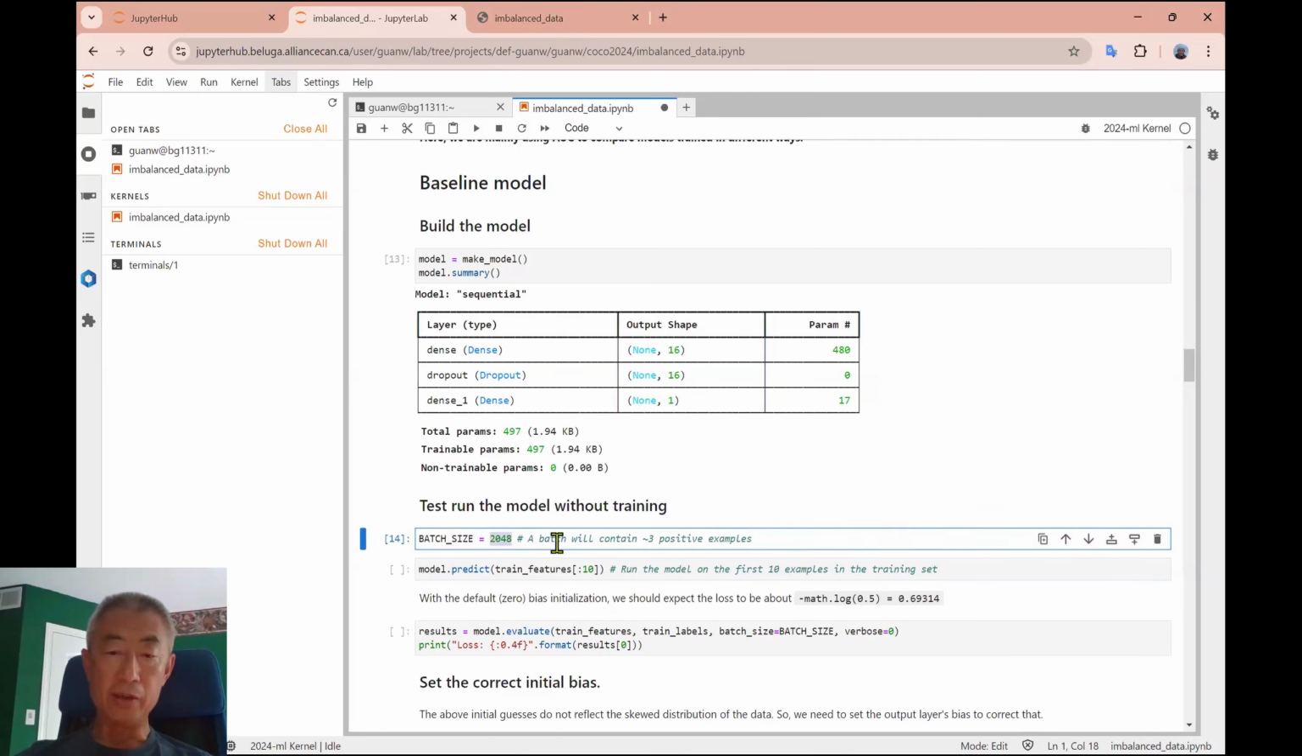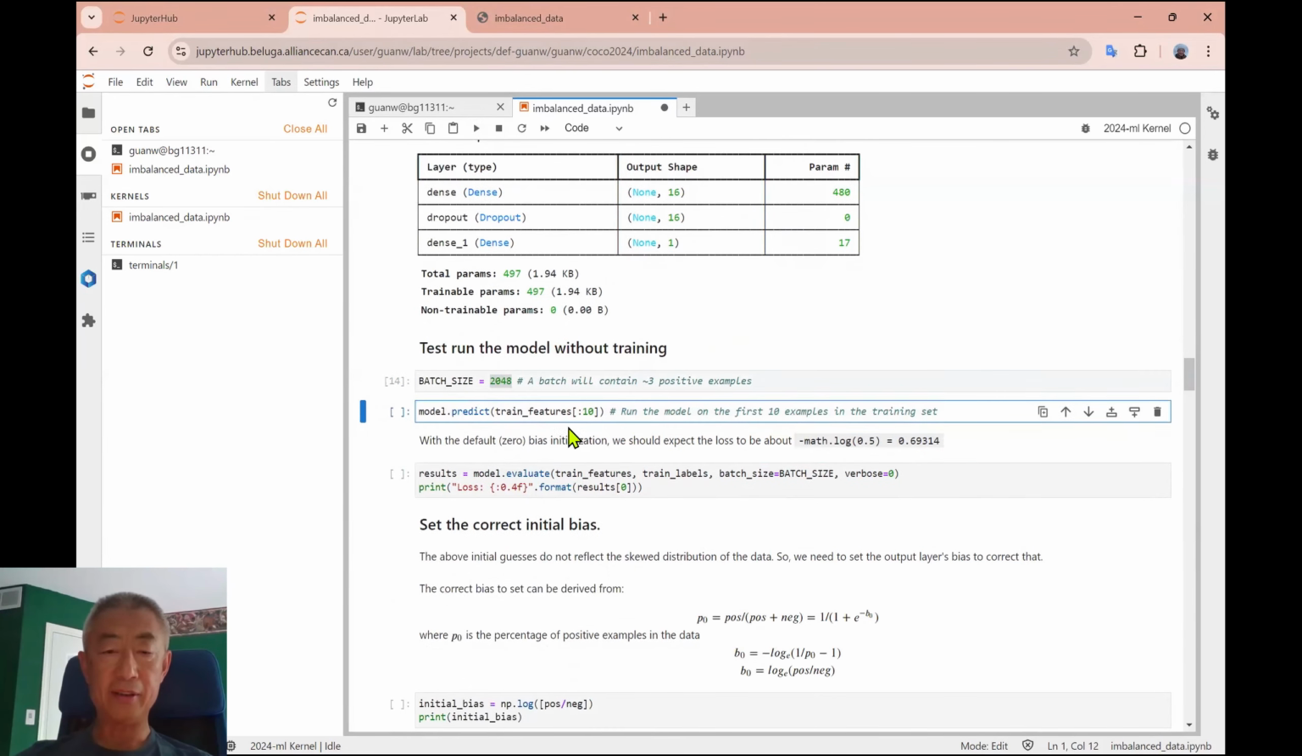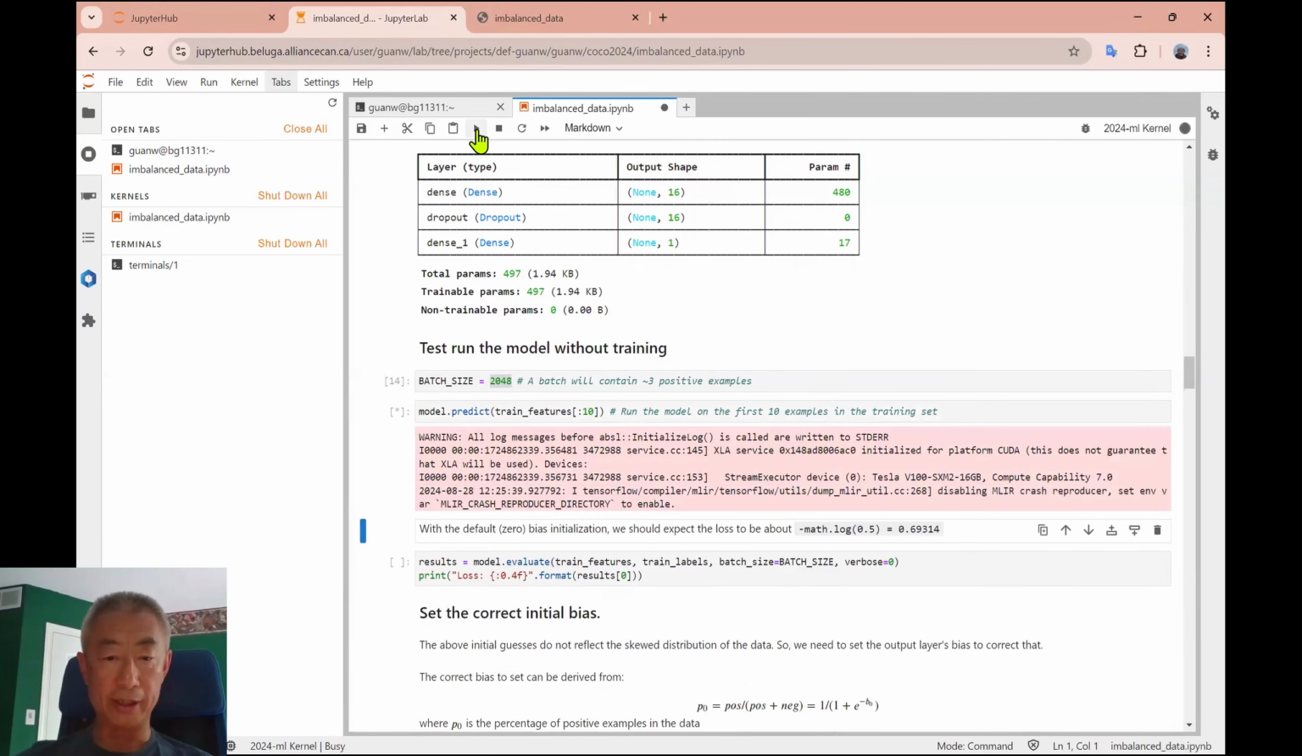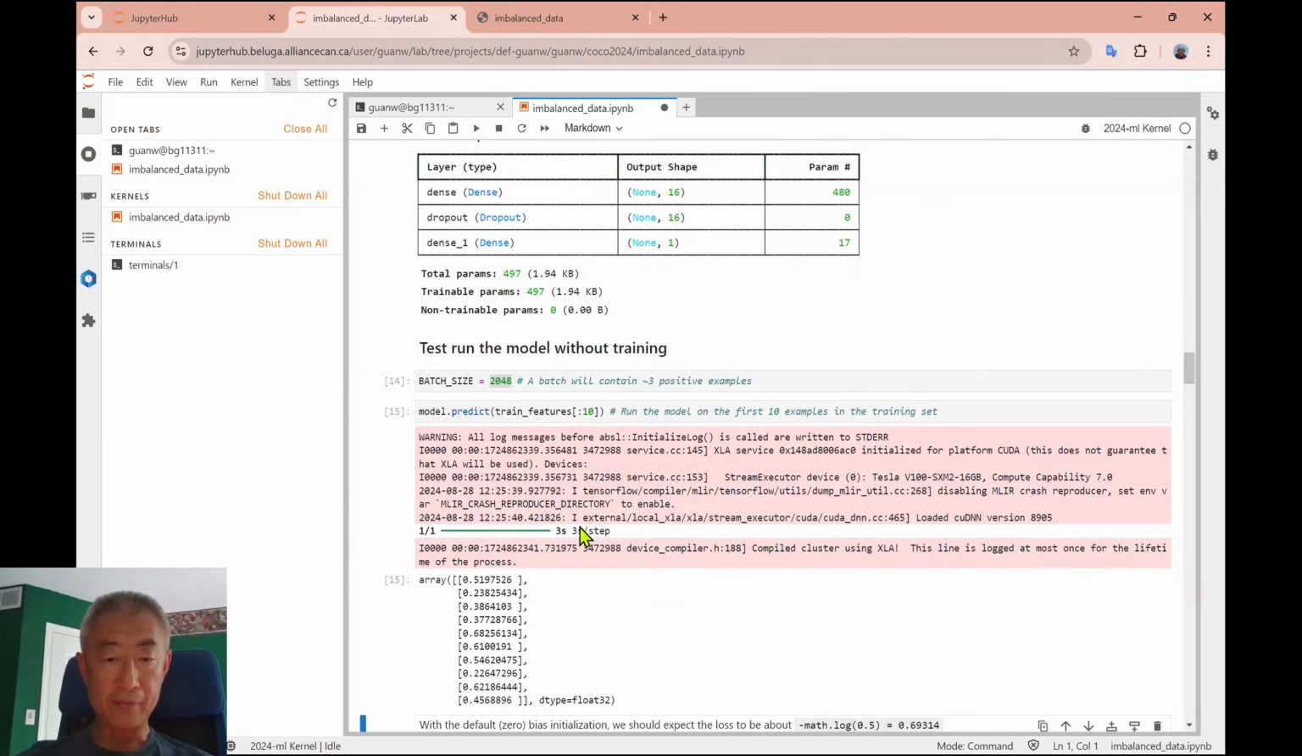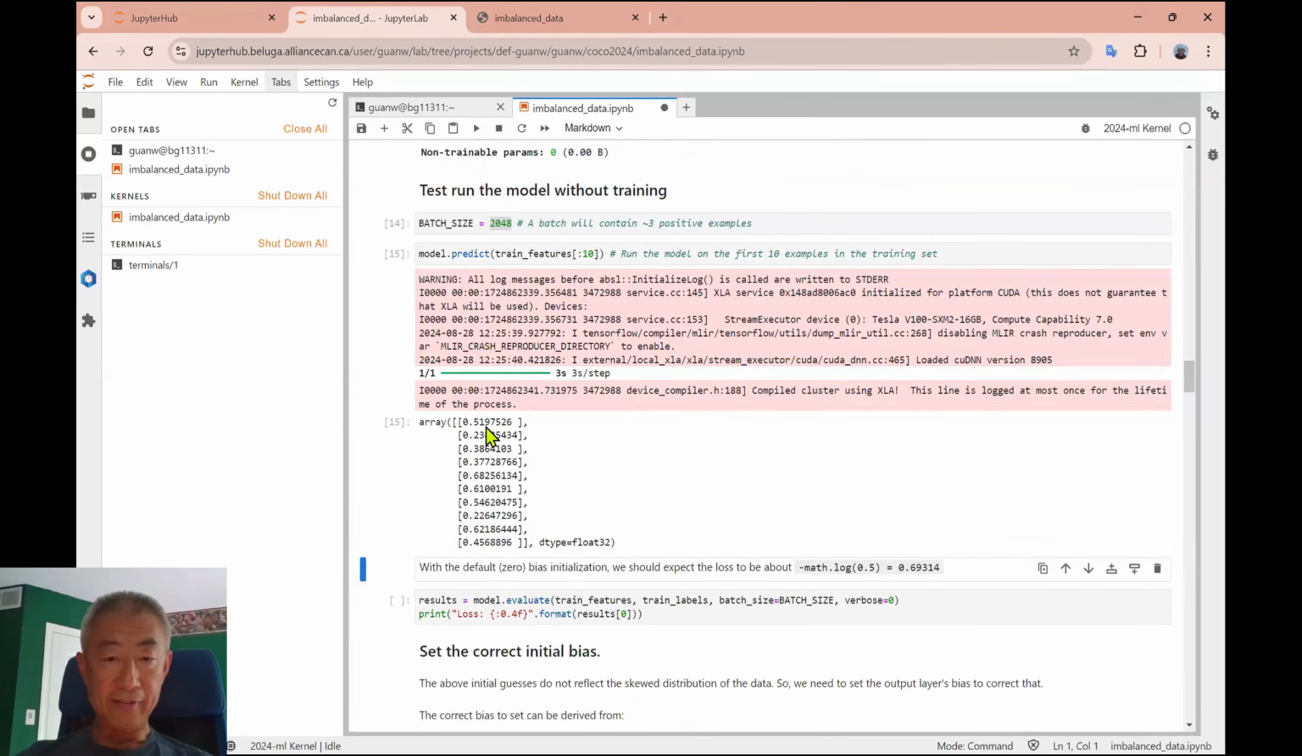Because this will give us approximately three, maybe 3 or 4 positive samples in each batch. But if we are not lucky, probably in some batch there's no positive sample at all. It's possible. And so we want to do a prediction, even though we haven't trained the model yet. We want to see what the model will give us. So we run it, and we see that this is the output.